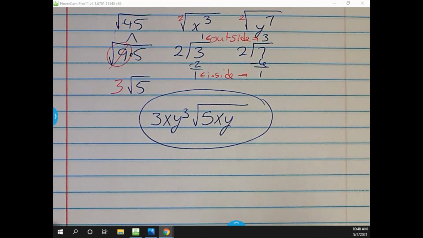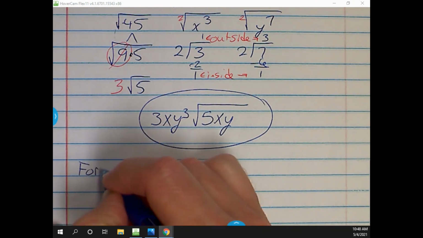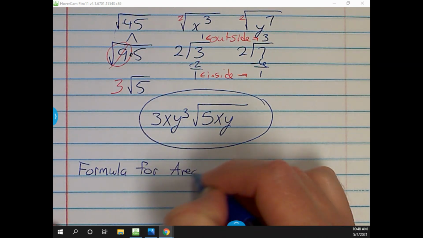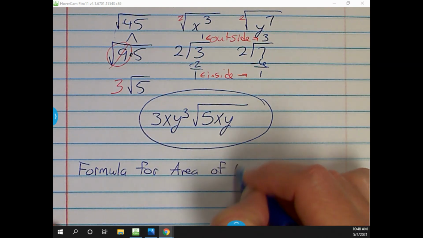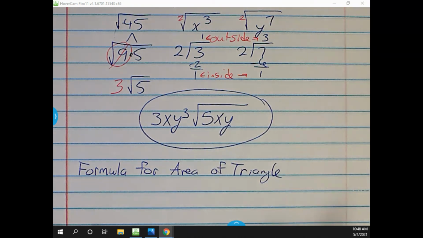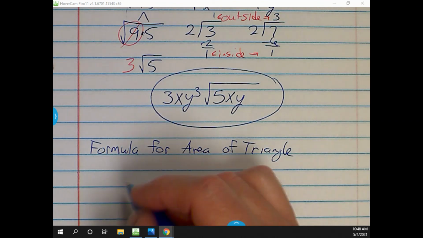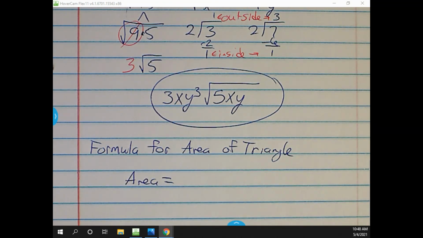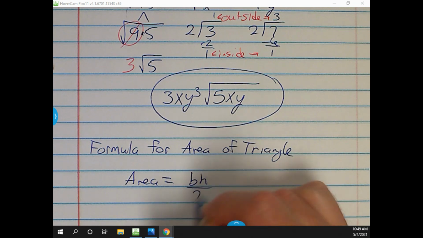All right, and then the last thing, and you'll need this for one of the questions in the homework. The formula for area of a triangle. Anybody remember what it is off the top of your head? There you go. 1/2 base times height. Or you could say base times height divided by 2.